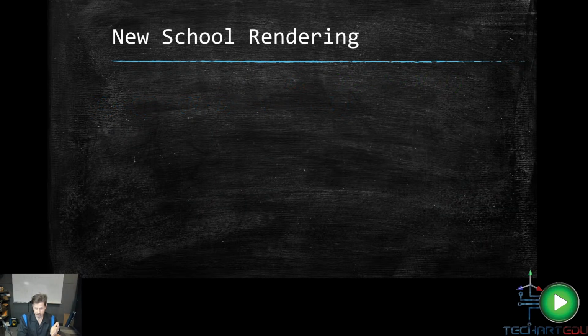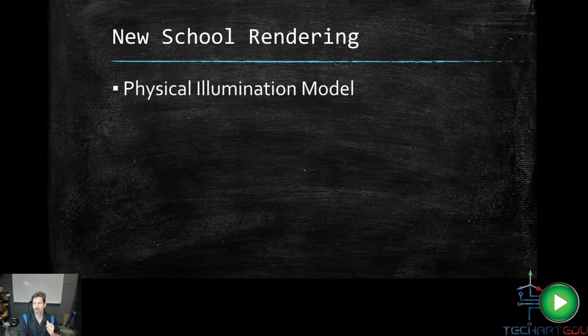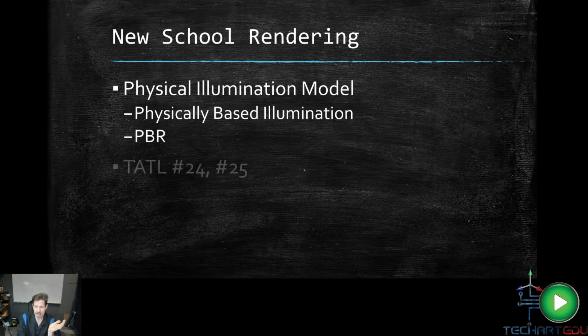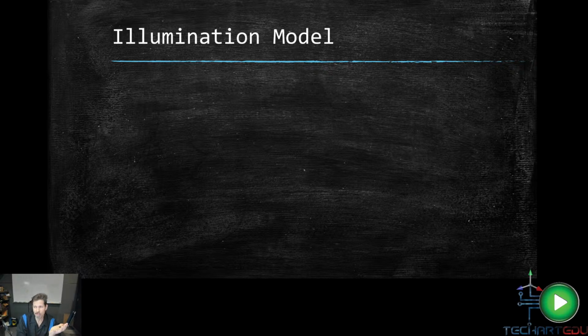Now the new school model is actually trying to duplicate how light actually does reflect off of the surface, because it's really kind of complicated, and it involves a lot of real physics, and it involves heat transfer and so forth. And so we've got physically based illumination, we got PBR, and oh yeah, here it is. Here's the reminder. If you really want a robust explanation of the Illumination Model and PBR, check out my lectures number 24 and 25. Okay, so what is this Illumination Model?